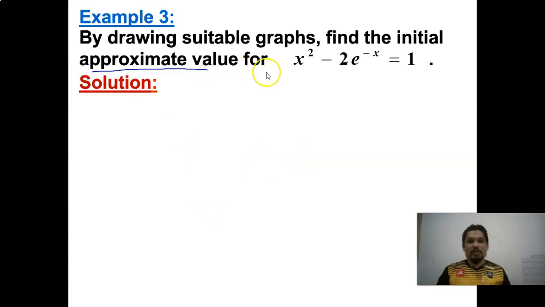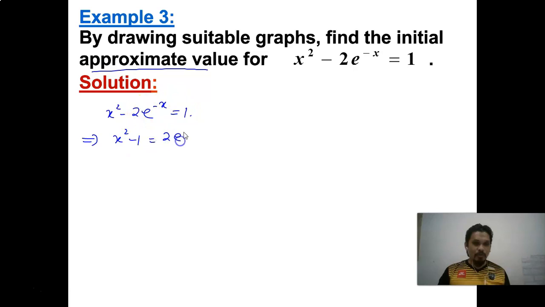Again, find the initial approximate value for this one here now. x squared minus 2e power of negative x equal to 1. Okay, so then we bring this one to the left side: x squared minus 1 equal to 2e power of negative x. So then we come up with g(x) equal to x squared minus 1 and h(x) equal to 2e power of negative x.